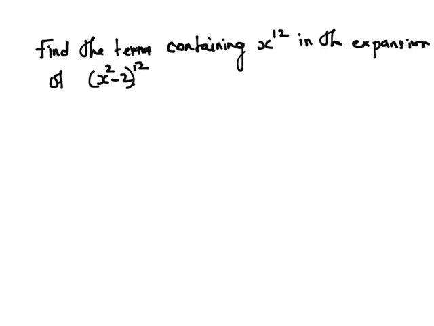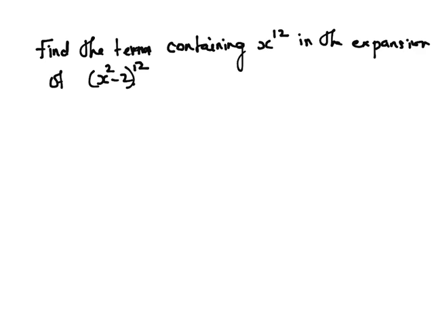Hello students, this is the second part of the binomial theorem. Now let us solve this problem. In this question, we're supposed to find the term containing x raised to 12 in the expansion of (x squared minus 2) whole raised to 12.